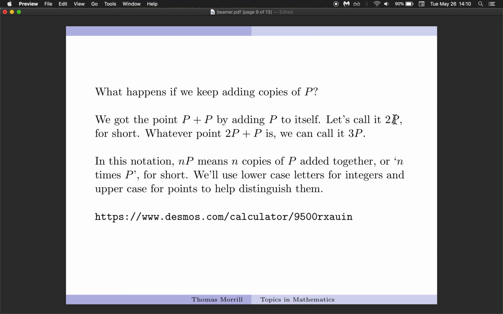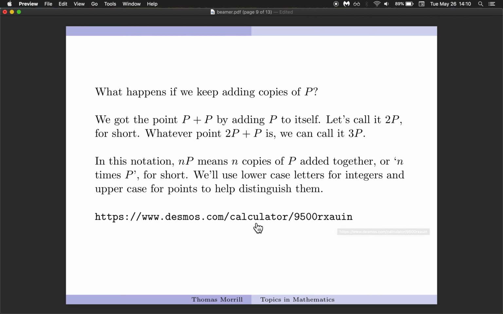Right. So if twice P is 2 copies of P added together, then I can add on another copy of P, right? This is a point on the elliptic curve. This is a point on the elliptic curve. And whatever I get out of that, I'm just going to call it 3P, right? Because I'm adding 3 copies of the point P to itself.